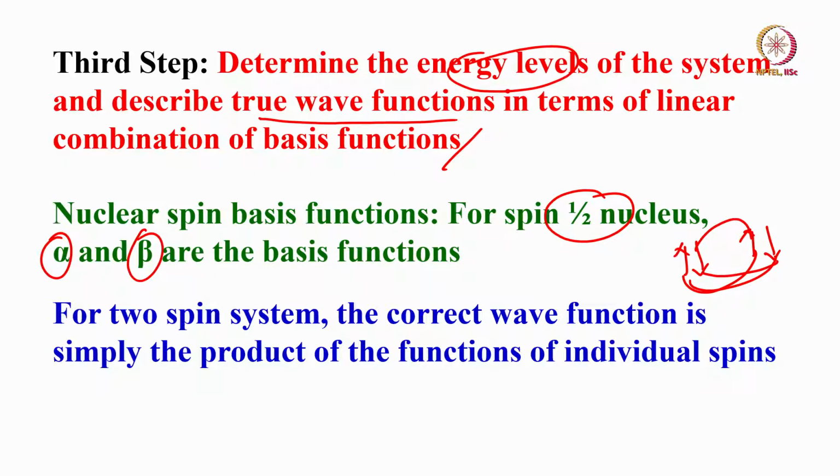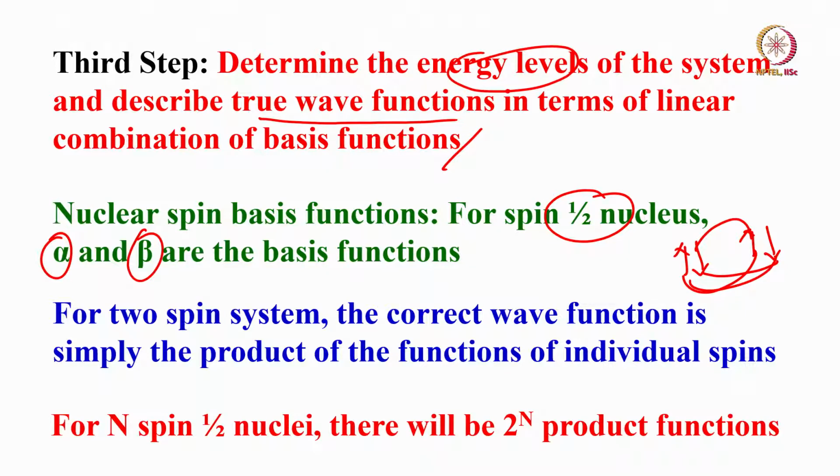These product functions are now the correct wave functions for the nuclear spin systems. If I have n interacting spins, there will be 2 to the power of n product functions. Remember, there are 2 to the power of n product functions. When we have 2 spins, 2 squared, there are 4 product functions. If you go to 2 cubed, it will be 8, reasonably big. Go to 4 spins and above, it will become huge.